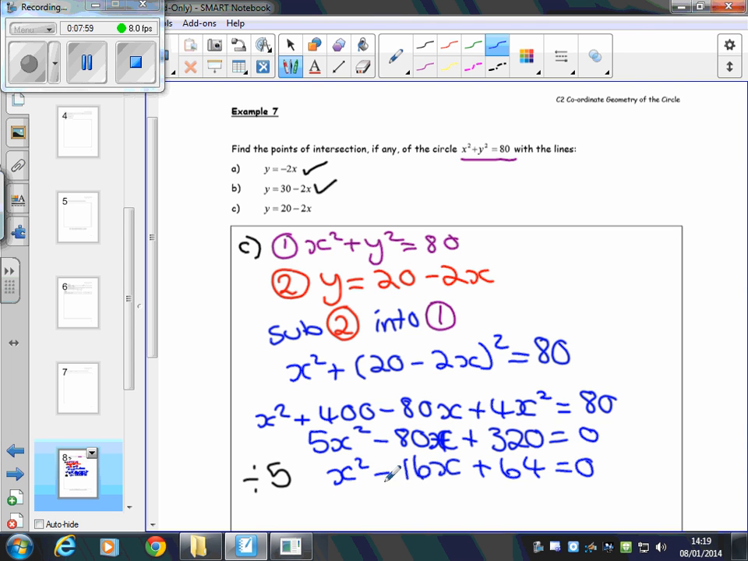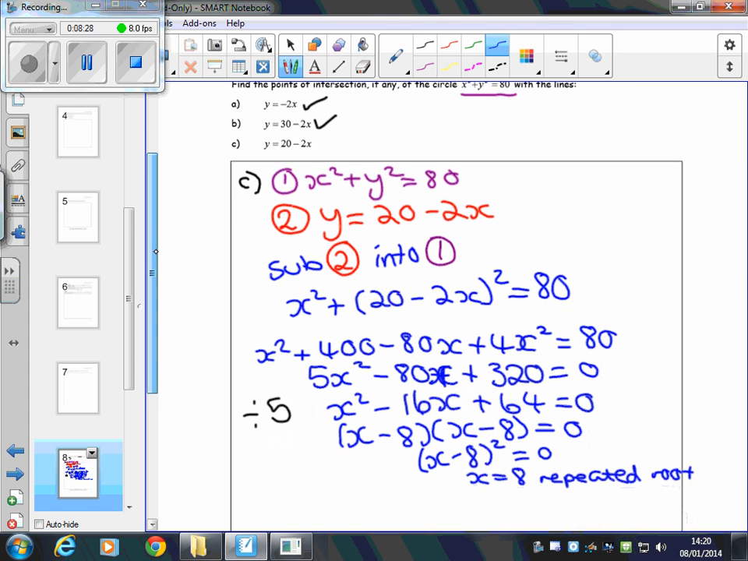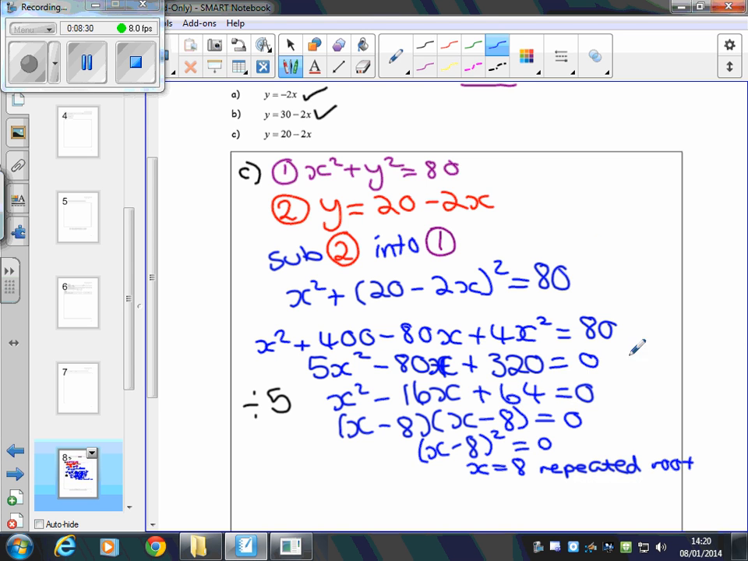Now this can be broken up into x minus 8, x minus 8 equals 0, which is the same as writing x minus 8 squared equals 0. So that means that x equals 8 is what we call a repeated root, but we still need to find the y value at this point, which will actually be a tangent to the circle.